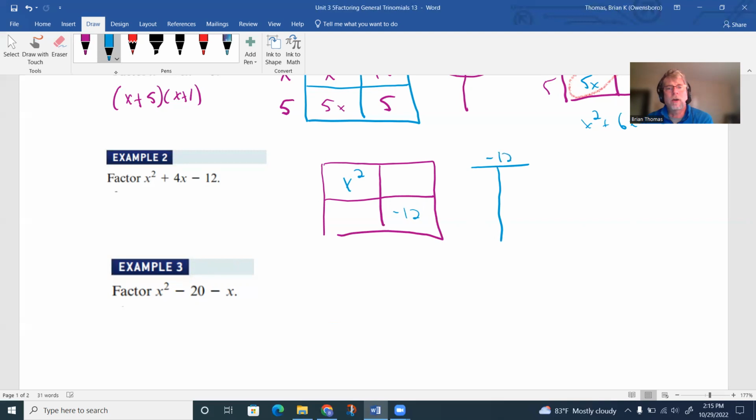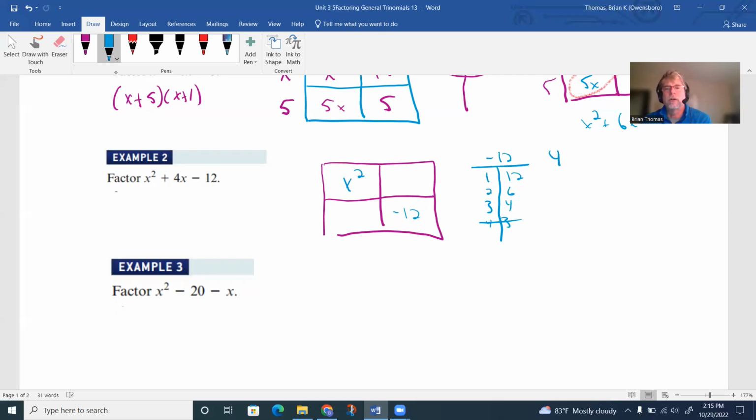What we want to figure out is which factors of this negative 12 add up to give me the middle term, the coefficient of the linear term, which is 4. So if we look at the factors of 12, we would have a 1 and a 12, a 2 and a 6, a 3 and a 4. That's repeating. So we're looking for which one of those pairs of factors could give me a negative 12 and also a positive 4.